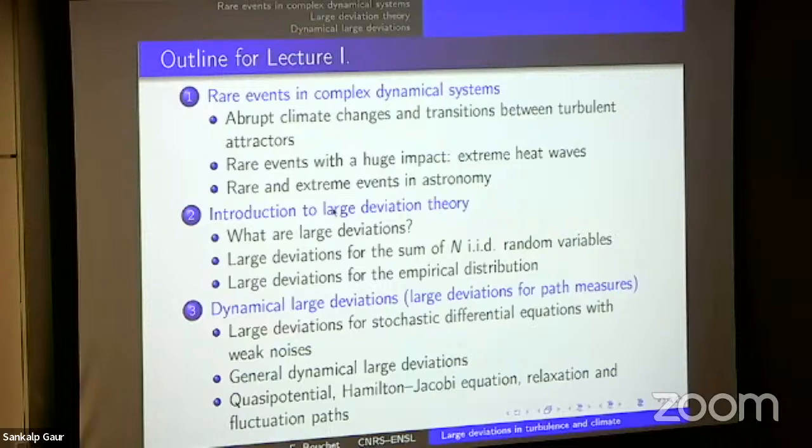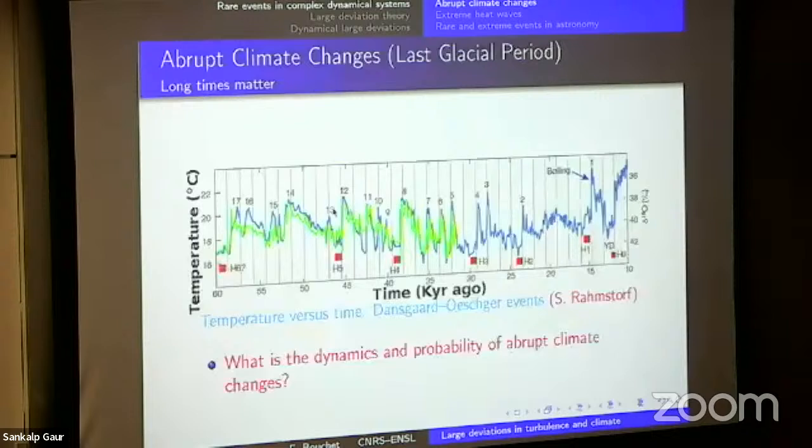I will begin by giving some motivation, just by showing some examples of physical phenomena in turbulence and climate where we have used large deviation theory, or other people have used large deviation theory, and it was very useful. Something I am very interested in, but we are not yet able to do anything about it, is a long-term project. It is related to some kinds of abrupt climate change that we see in the Earth's dynamics. So this is a typical example.